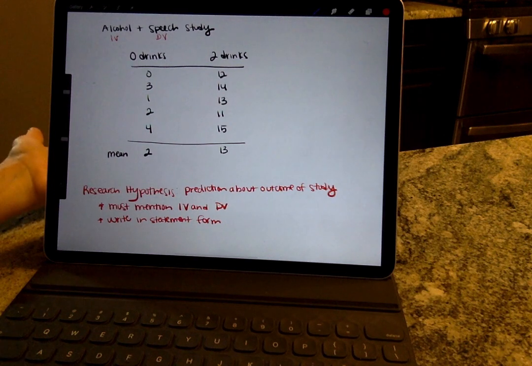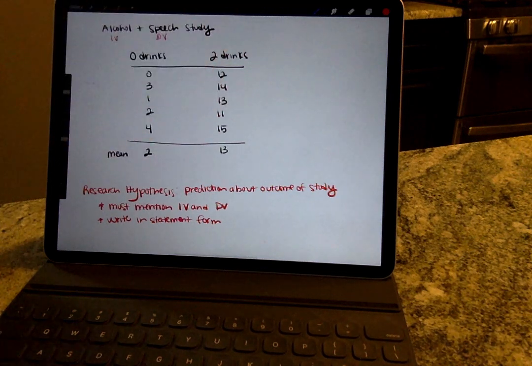So in writing a research hypothesis, basically you are going to write a prediction about what you think is going to happen in this study. And there's really no right or wrong prediction. You could make a prediction that I think is completely ridiculous, but as long as you follow the rules for writing the prediction, that's a good prediction.